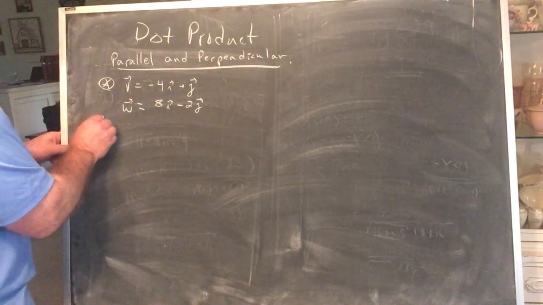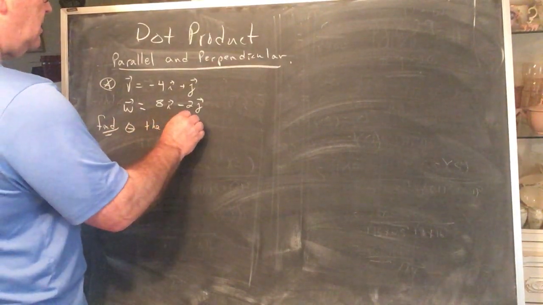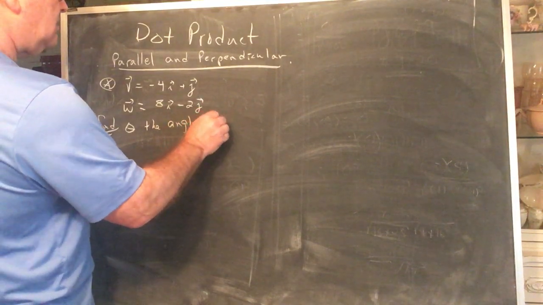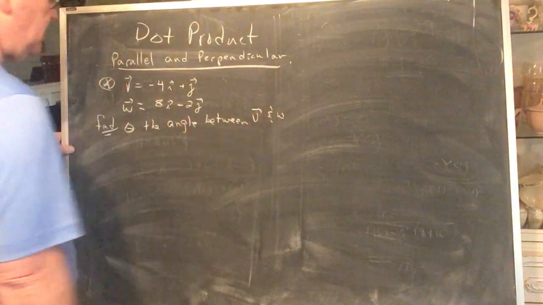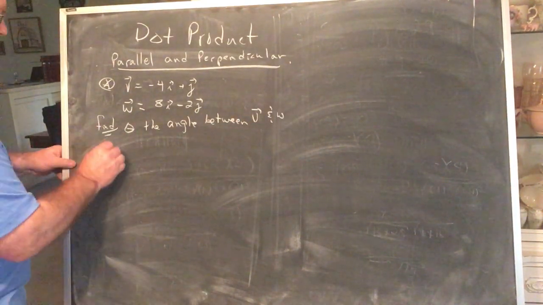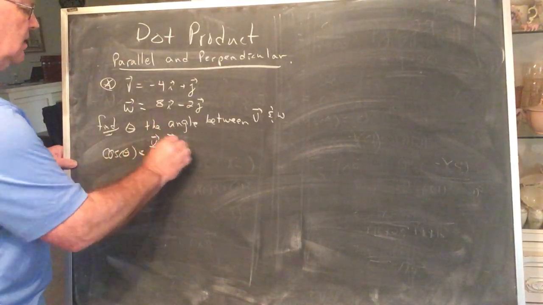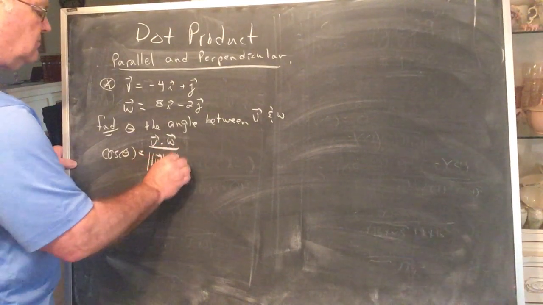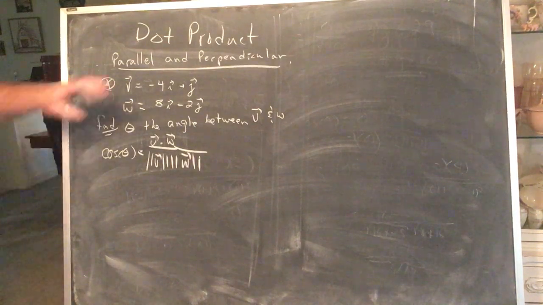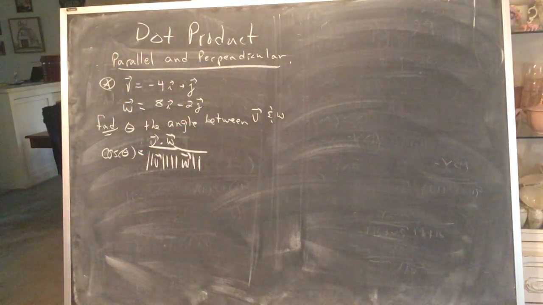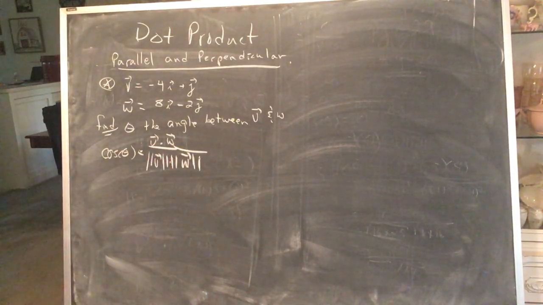So we want to find theta, the angle between v and w. All right? So we know cosine theta is v dot w divided by the product of the magnitudes. The cosine of the angle between two vectors is the dot product divided by the product of the magnitudes.